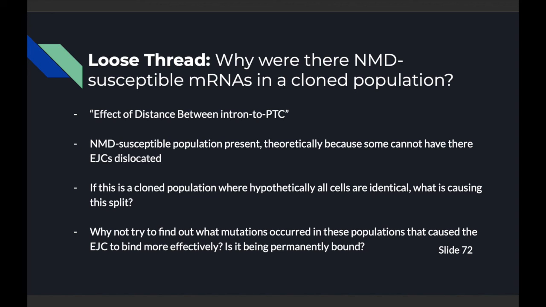Back in the section discussing the effective distance between intron to PTC, it concluded by stating there was a population of NMD-resistant mRNAs that could not have their EJCs bumped off, that was present in all three of their experimental genes. However, the experiment was performed on cloned cells that should be hypothetically identical. The authors or other researchers could try and find out what mutations were causing this.